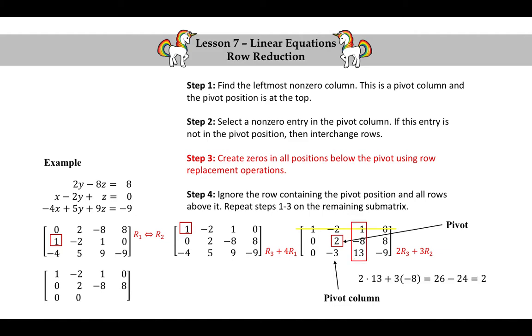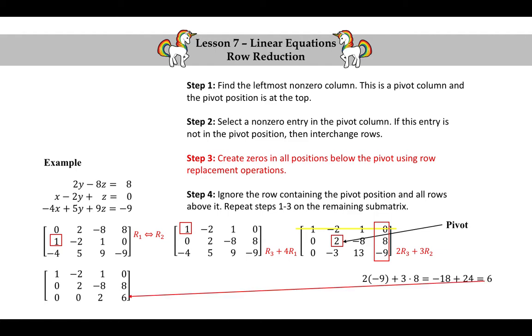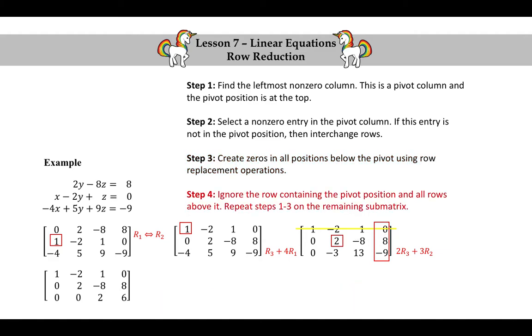So we have 2 times 13 plus 3 times negative 8 is 26 minus 24, which is 2. And let's just pop that into the third entry in the third row there. And the last column here, 2 times negative 9 plus 3 times 8 is negative 18 plus 24, which is 6. And we'll put that into the last entry in the third row over there. And now we go to step 4, except we don't really need to go to step 4 because the matrix is already reduced, right? It's in row echelon form.